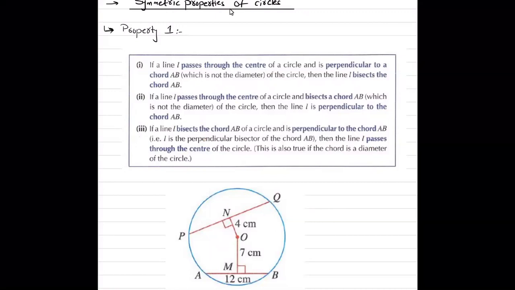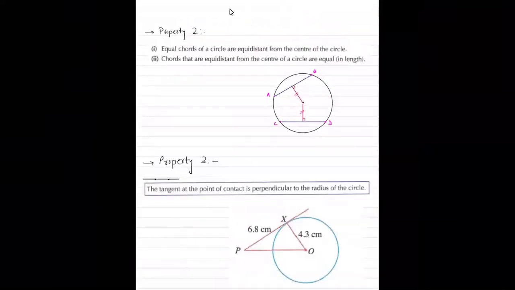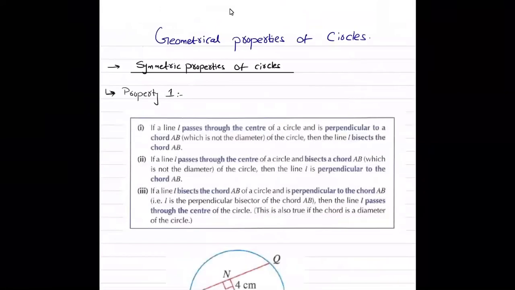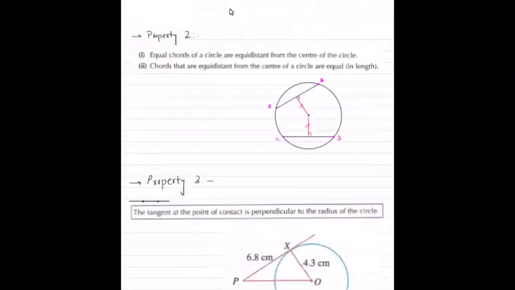Do you understand this property number one? Yes. If I know the line is bisecting the chord AB and is perpendicular, then the line must pass through the center of the circle. So that was property number one. The line will divide the chord into two halves, right? Two equal halves. Yes, that is what the meaning of bisect is. Bisect means कि दो equal parts में divide कर देता है. Okay, so that was property number one.